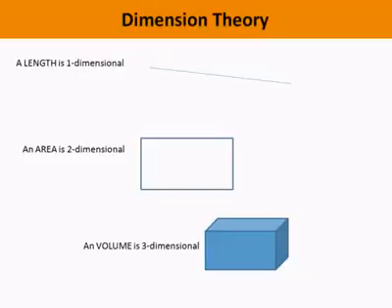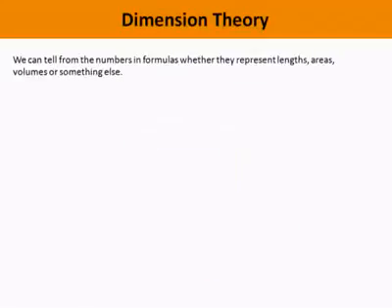So anything with volume is three-dimensional. And we get the 3 from the number of lengths that we have to multiply together. Length times length times length. So you can look at the formulas for things and tell whether they involve lengths, areas, or volumes.